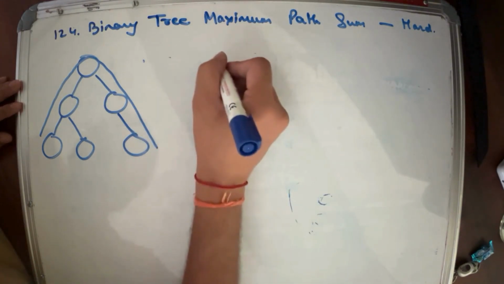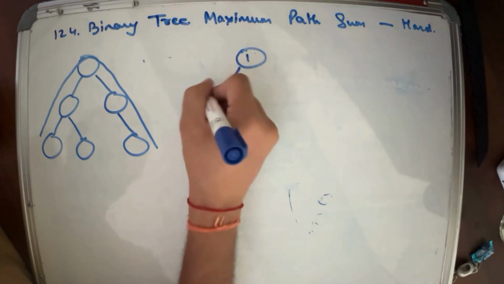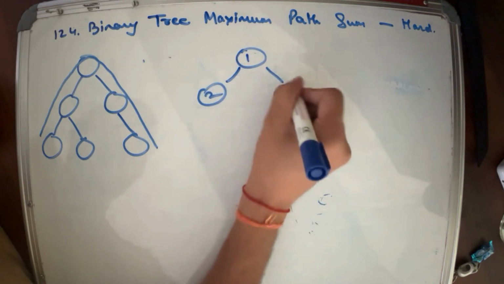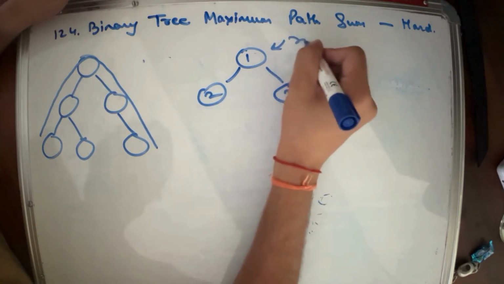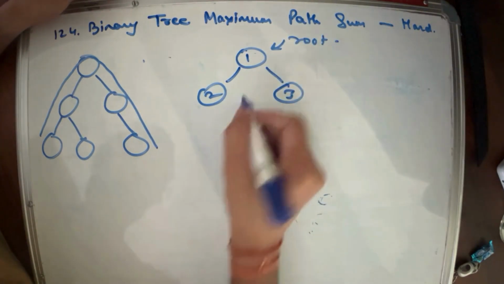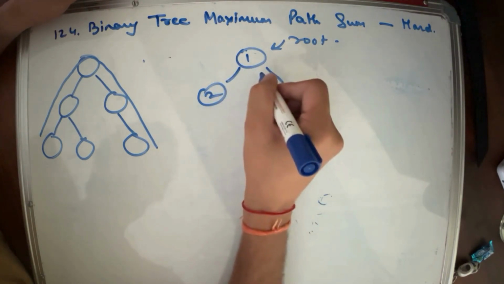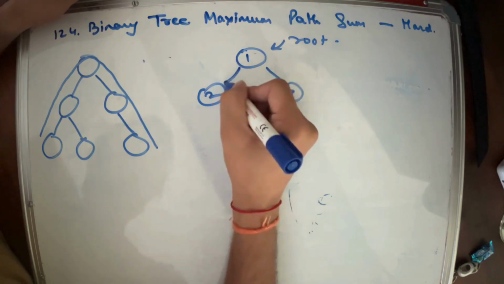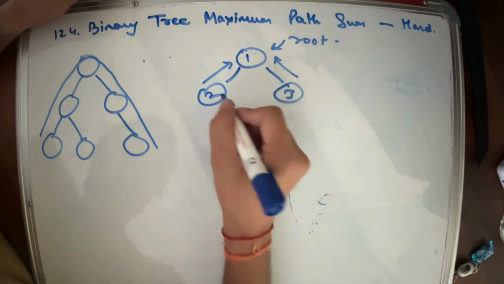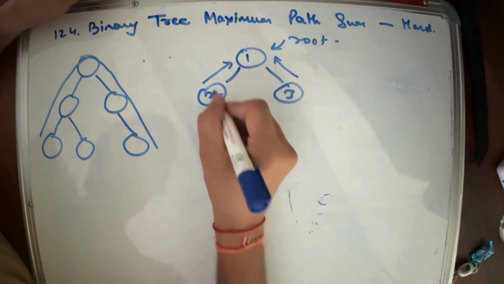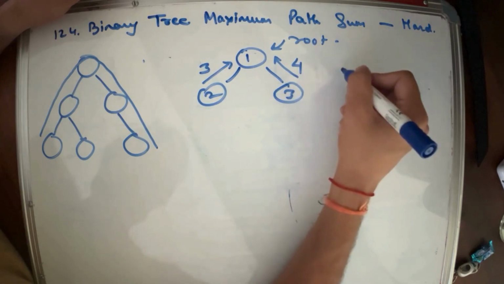So let's say we have a tree 1, 2, 3. Okay. Right now I'm at the root. I want to know what is the maximum path, right? So it can be either this or this, right? So 2 plus 1 is 3, and 3 plus 1 is 4, and so the answer would be 4.